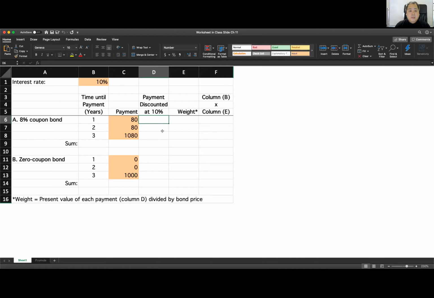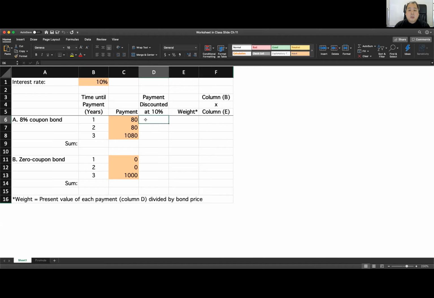This is the spreadsheet from the PowerPoint slide. If you double click the Excel icon on the PowerPoint slide, this spreadsheet pops up. The first case is an 8% coupon bond, 3-year bond, 10% yield, with annual coupons. So the payment in each year is $80, $80, and $1,080, because the $1,000 par value also should be included.